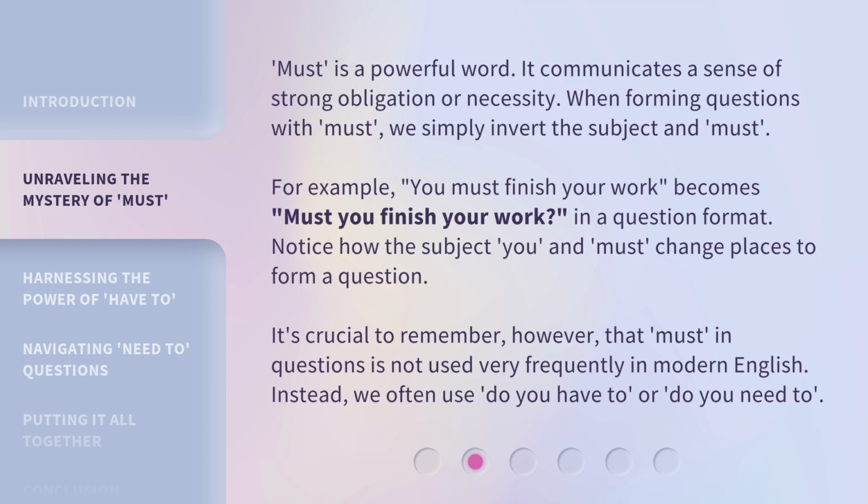It's crucial to remember, however, that must in questions is not used very frequently in modern English. Instead, we often use do you have to or do you need to.